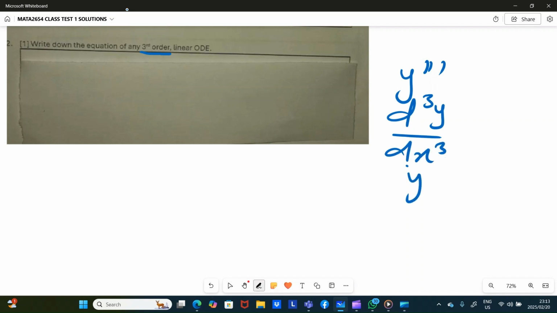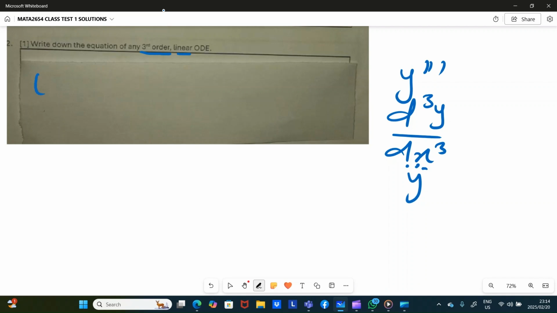Or you can write y with three dots at the top like that. It still implies that it's the third order. If it is the highest order in our differential equation, then we have to have something like this or like that. Okay, so now let's see what else is the keyword there. The other keyword is that it should be a linear ordinary differential equation. That means when you are writing it, you should be careful. Make sure that it is linear.